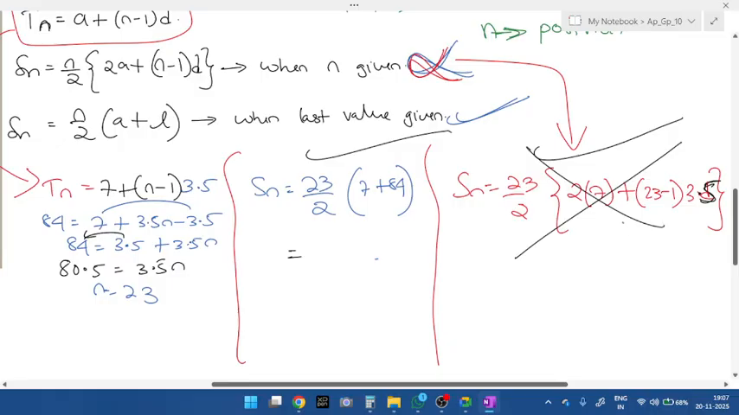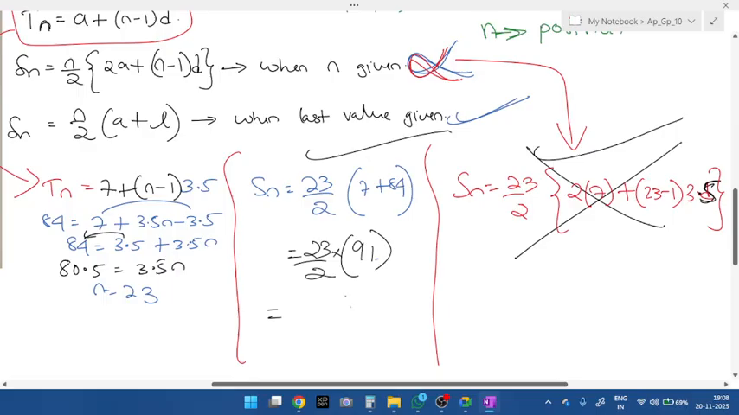Ignore this. You can use that formula, you'll get the same answer, but just ignore. Let us use this: 23 divided by 2, 7 plus 84. How much is 7 plus 84? 91, right?